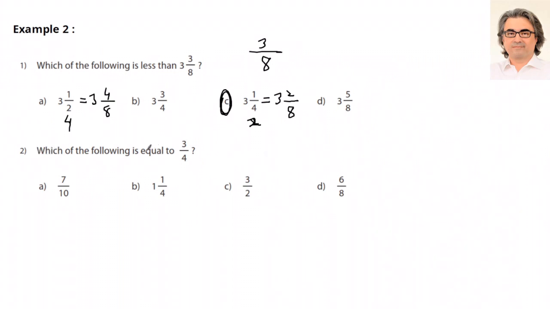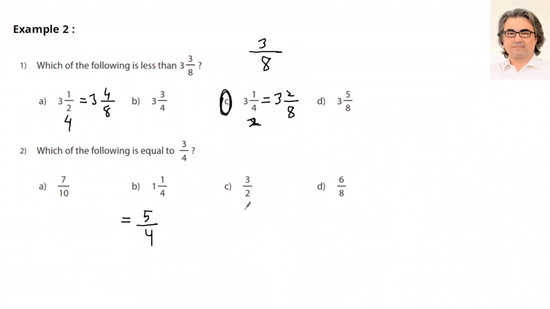Which of the following is equal to 3 over 4? Now this is 7 over 10. It's not equal to 3 over 4. What about this one? I should change it into its improper fraction form. This is a mixed fraction, you know. 1 times 4 is 4. 4 plus 1 is 5. It's 5 over 4. And 5 over 4 is not equal to 3 over 4. So choice B cannot be the solution.